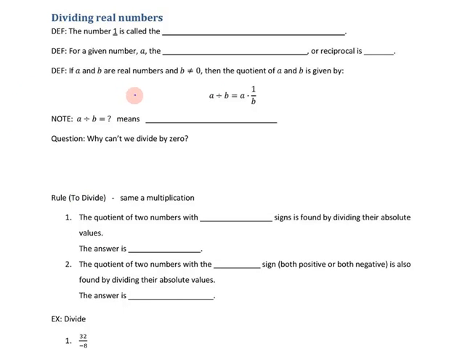Dividing real numbers. Now, the number 1 also has another name, much like 0 was called the additive identity. The number 1 is called the multiplicative identity. Now, what does that mean? That means that 1 times anything doesn't change the value of that thing, right? So when you multiply by 1, you don't change the value.